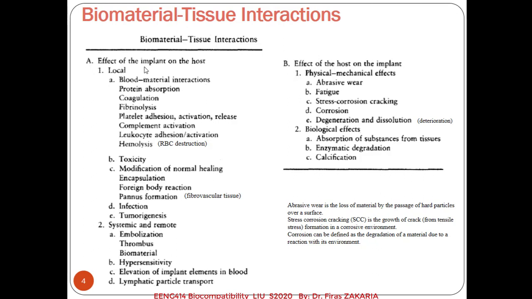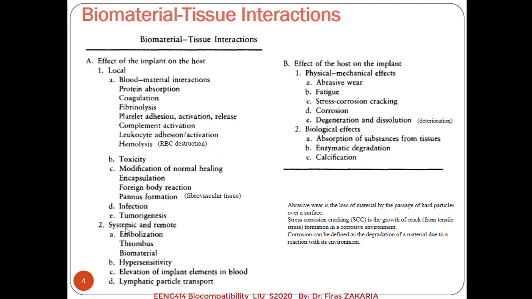Another effect of the implant: when the implant is inserted inside the body, we have local effects, and we have other effects like toxicity. The implant may cause toxicity, poisoning. It may cause encapsulation, a foreign body reaction, pannus formation. We will focus on these shortly and see them in detail. It may cause infection and it may cause tumorigenesis. Tumorigenesis means the formation of a tumor, let's say.